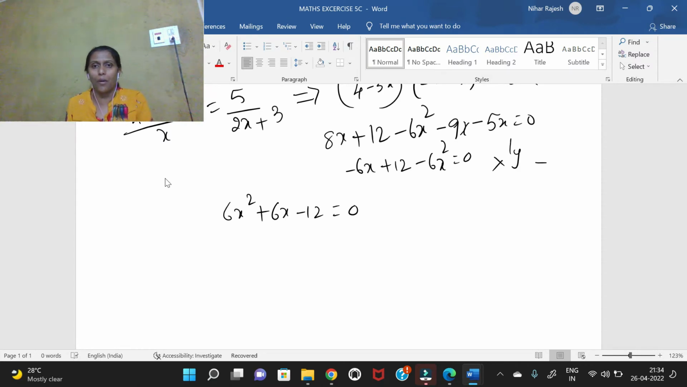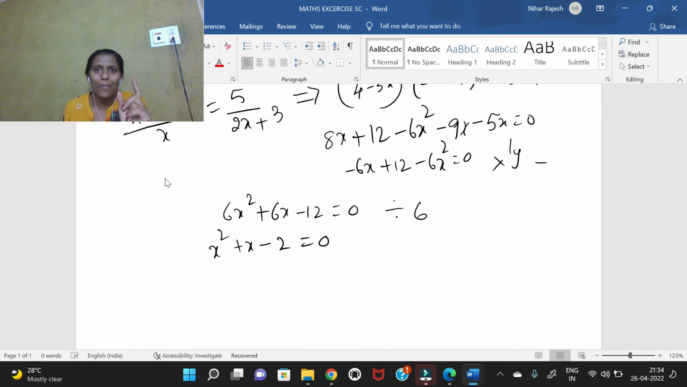You may wonder, how did this come? Look, I had minus 6x. I multiplied it by minus, so minus into minus is plus 6x. And I had plus 12. I multiplied and it gave minus 12. And minus 6x square gave plus 6x square. Okay, so if you look, there is 6 and 12 everywhere. Can't I divide the entire equation by 6, meaning every term by 6, right? So dividing by 6, I get x square plus x minus 2 is equal to 0.